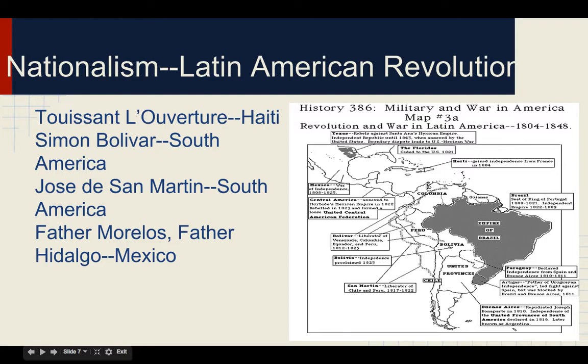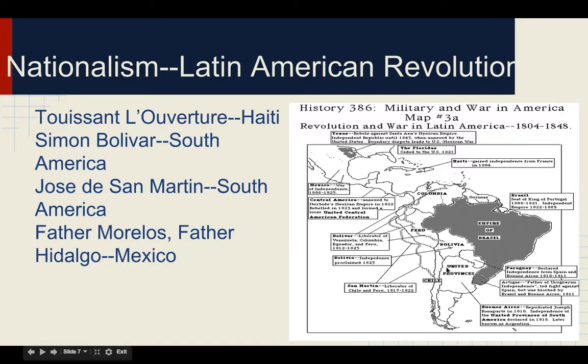Nationalism, of course, grows in Latin America. It starts with Toussaint Louverture in Haiti, which was a slave sugar colony, and they're going to gain their independence in 1804, and that's going to be important because Napoleon will lose that. Simon Bolivar is the George Washington of South America, and of course he will lead the South Americans. He has a dream that he wants to fulfill of uniting all of South America into a united South America. He calls it the Gran Colombia.